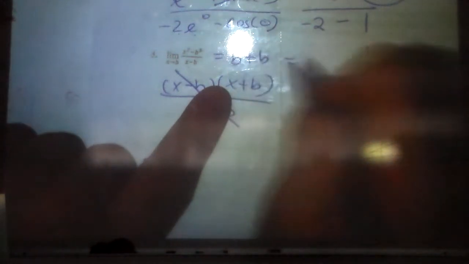Here, if I plug in b, I get b minus b, which is 0 over 0, indeterminate, so I'm going to factor x minus b, x plus b, over x minus b. This cancels, and now I'm substituting x going to b, so this will be b plus b, which is 2b.